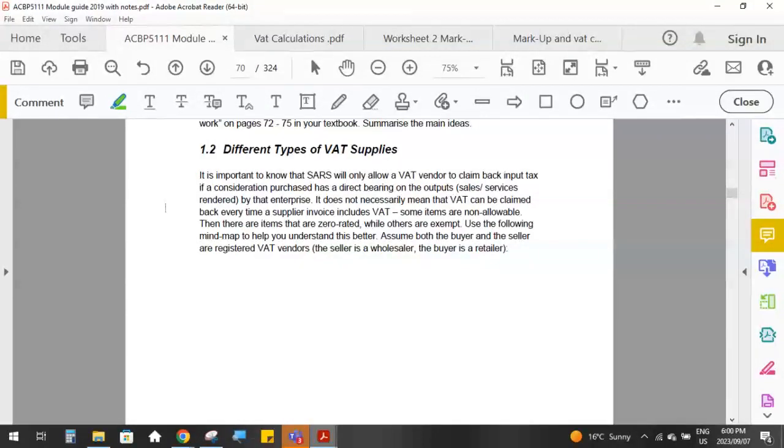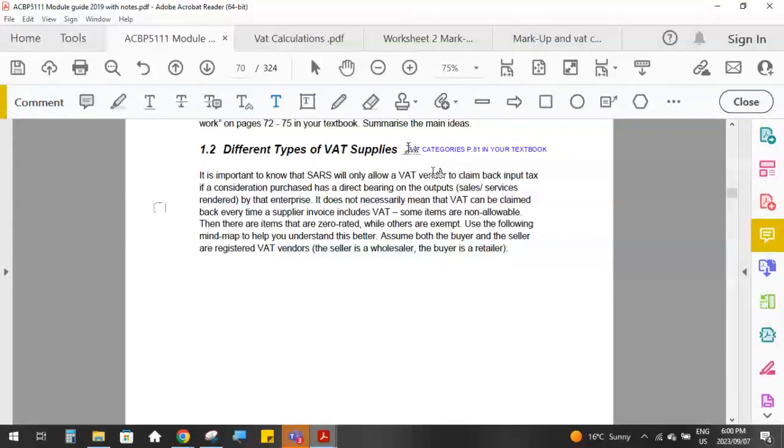Then there's another very, very important part in this VAT chapter that you need. This is going to be more a case of memorizing and just learning which ones belong where. And this is your different types of VAT suppliers, or what we also call the VAT categories. So this is on page 81 in your textbook. VAT categories.